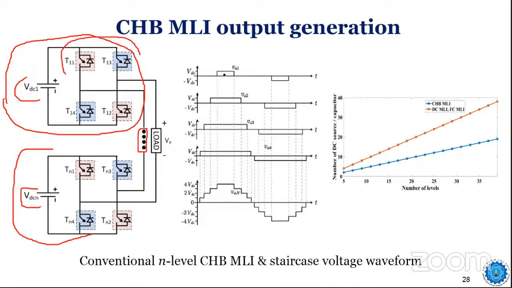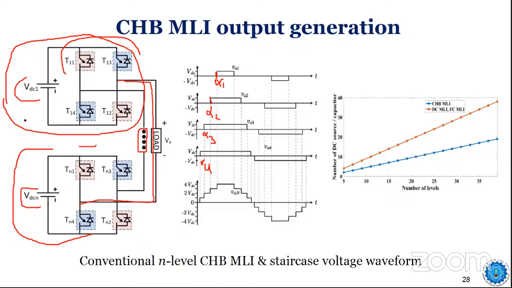Let's suppose the first H-bridge is switched at some point, alpha 1. The second H-bridge we switch at another point, alpha 2. The third H-bridge we switch at alpha 3. Similarly, this is at alpha 4. So the four H-bridges are switched at different times. And when we have connected them in a cascaded fashion with a common load, what will happen?